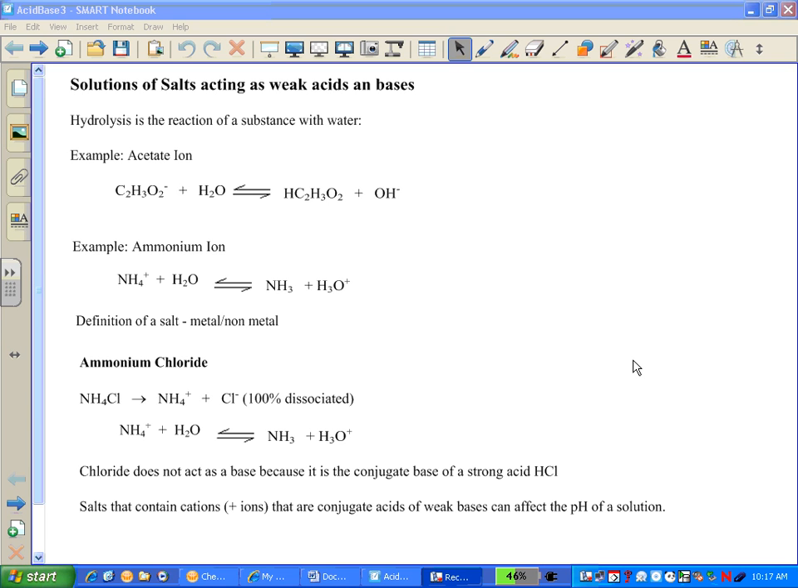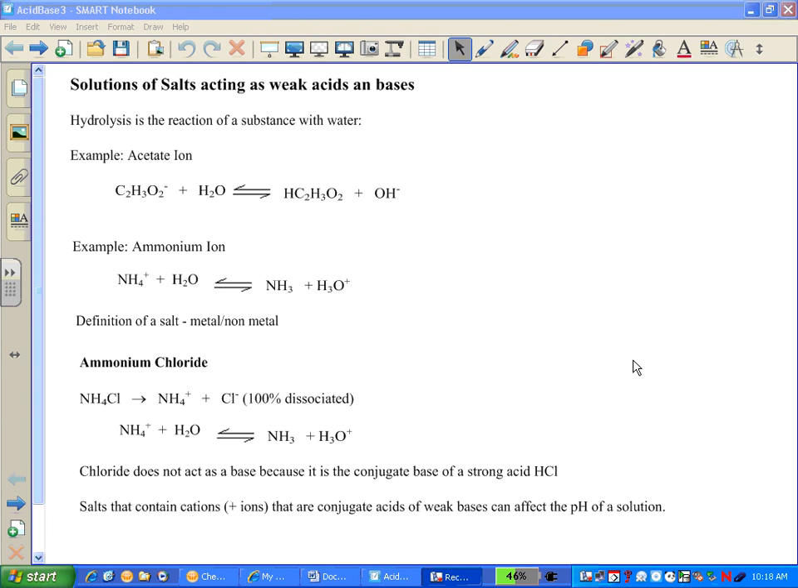In the last lesson, we looked at determining the pH of weak acid and weak base solutions. What we're going to look at today are the solutions of salt acting as weak acids and bases. Now this, at this moment, might seem a little bit bizarre because your experience with salts to this date is based on the Arrhenius definition of acids and bases.